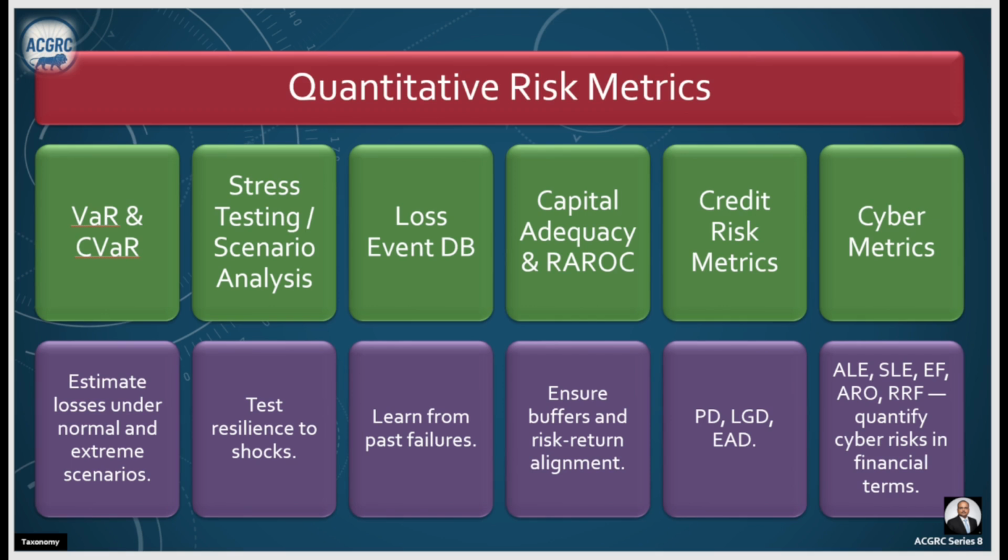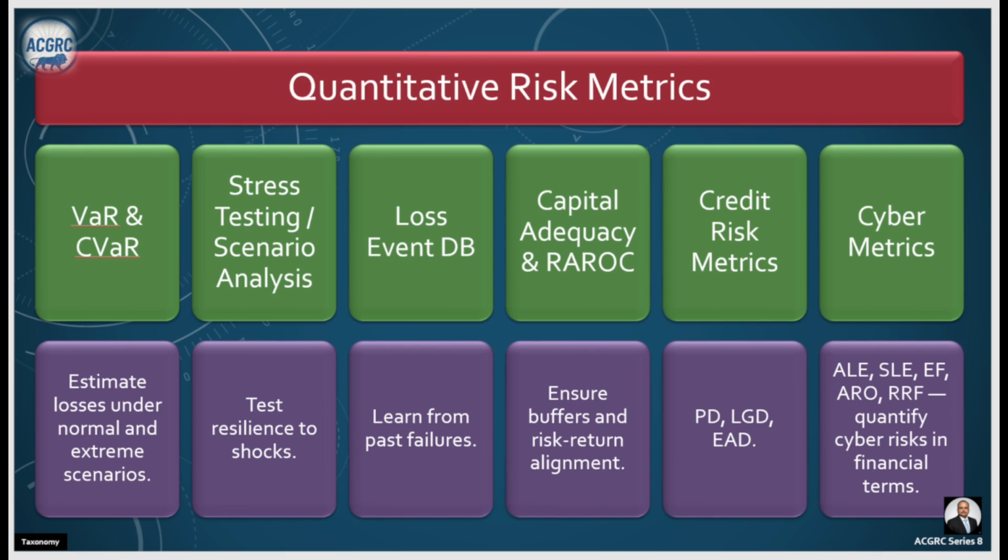Capital adequacy ensures that even in the worst condition, we hold enough buffer to absorb the shocks. A question every regulator, investor, and board member cares about. Risk adjusted return on capital or RAROC then connects the dots. It aligns profitability with the risk taken to achieve it. It helps the board balance ambitions with accountability.